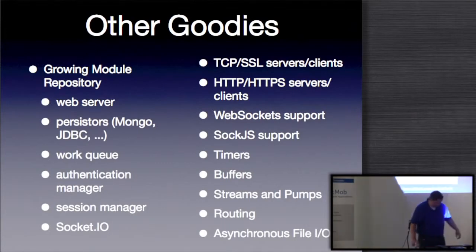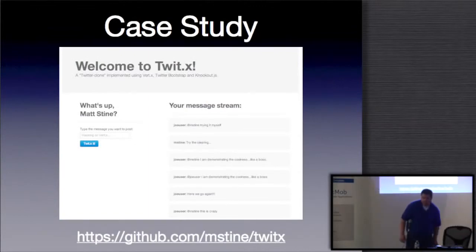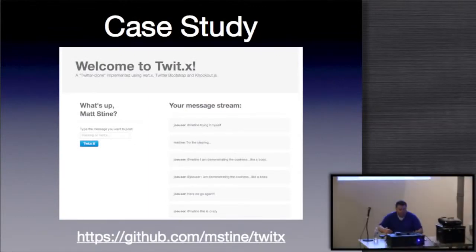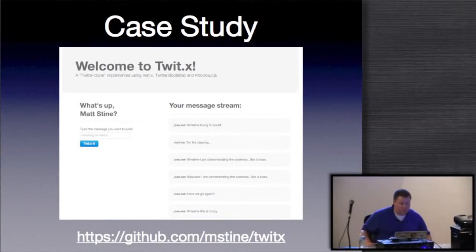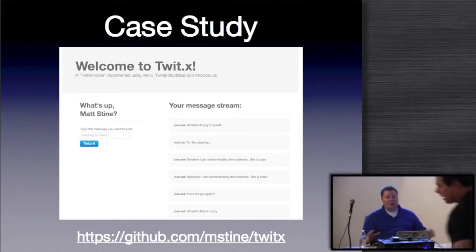Okay, so I promised a case study. What is the case study? The case study is a Twitter clone called TwitX. It's using, of course, Vert.x, Bootstrap, and then Knockout.js to do the event handling and binding in the browser. The code for this I pushed up this morning to GitHub, so you can pull it down and play with it. It's not quite ready for just out-of-the-box consumption.